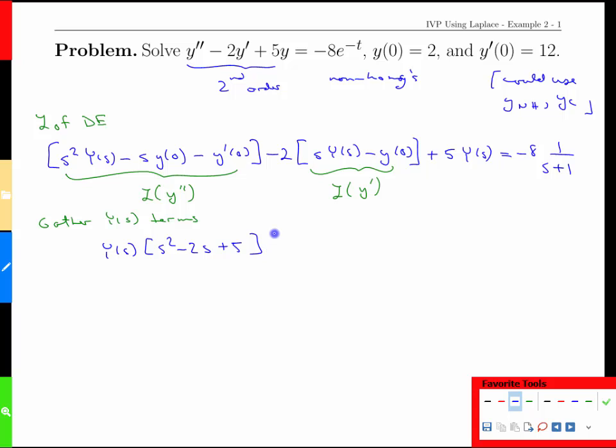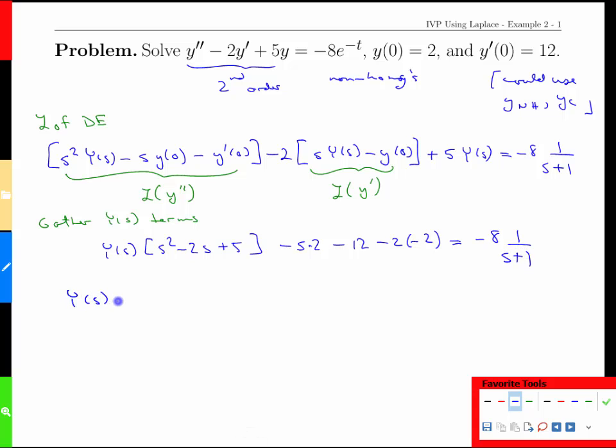Looking at the rest of the equation, we also have minus s, so minus s times y naught, which is 2, minus the derivative, which is 12, and here being a bit careful, we have negative 2 times negative y naught, which is negative 2, and we already have the plus 5Y of s, that got put into this term here, and so we have this right-hand side unchanged.